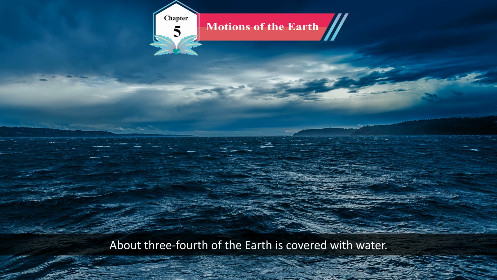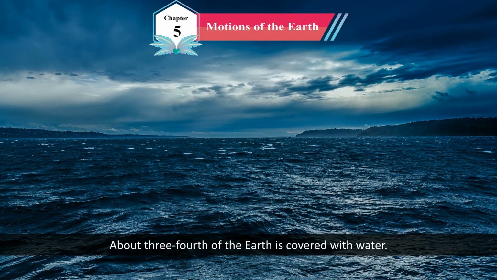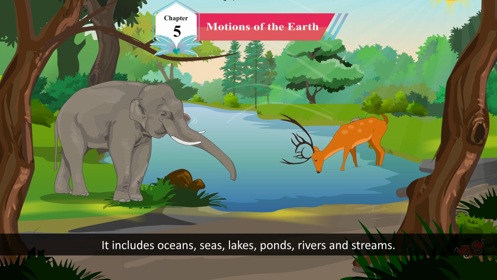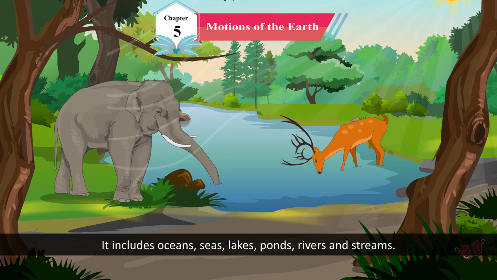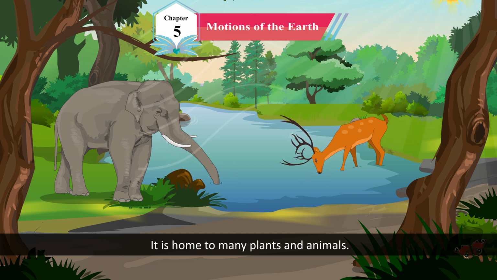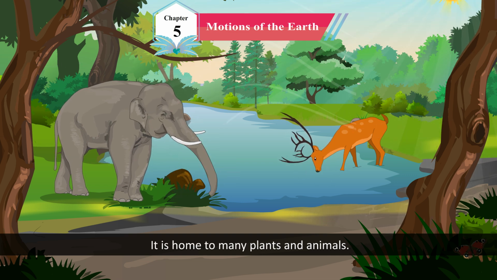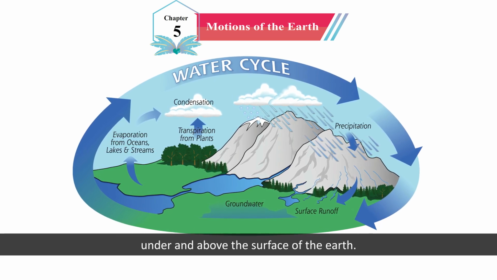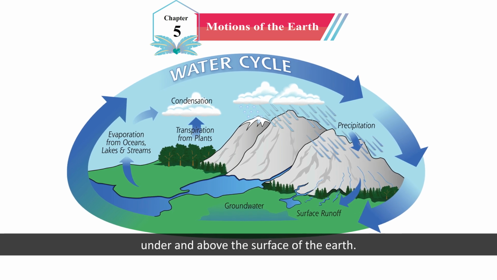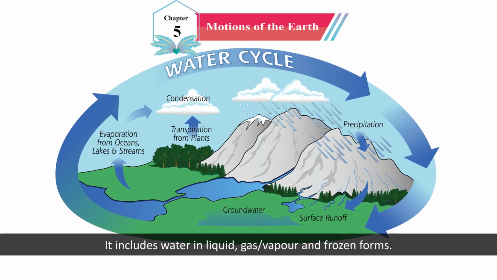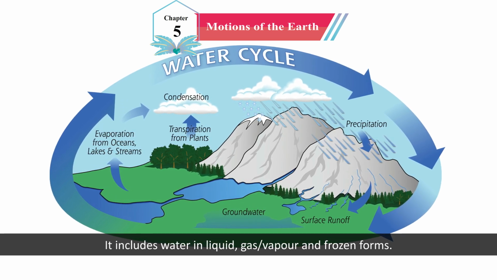Hydrosphere. About 3/4 of the earth is covered with water. All the liquid water component of the earth is called hydrosphere. It includes oceans, seas, lakes, ponds, rivers and streams. It is home to many plants and animals. Hydrosphere is the combined mass of water found on, under and above the surface of the earth. It includes water in liquid, gas, vapor and frozen forms.